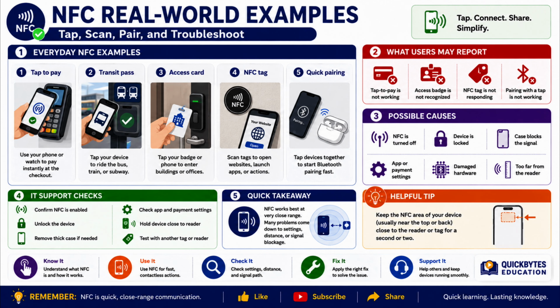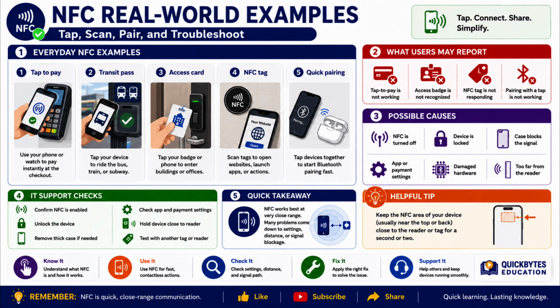Here are a few examples. You tap your phone to pay at a store. You use a phone as a digital transit pass. You tap an access card to enter a building. You scan an NFC tag to open a website or launch an app. You tap two devices together to start pairing.